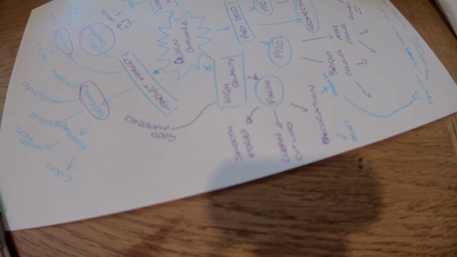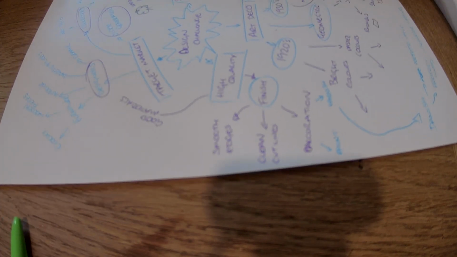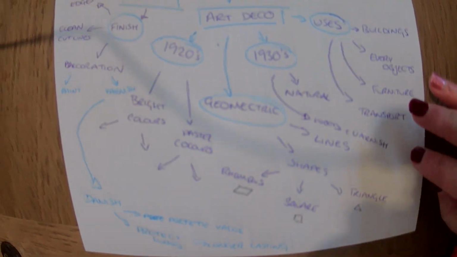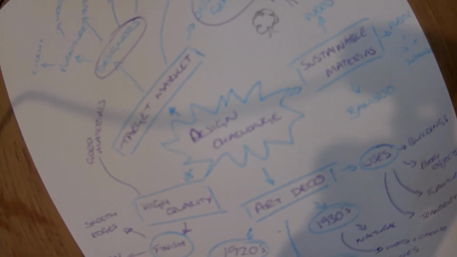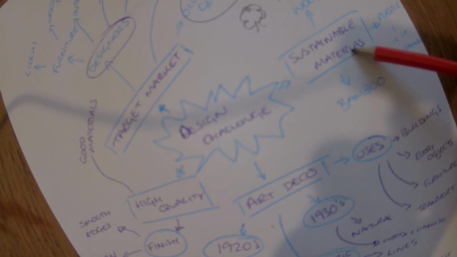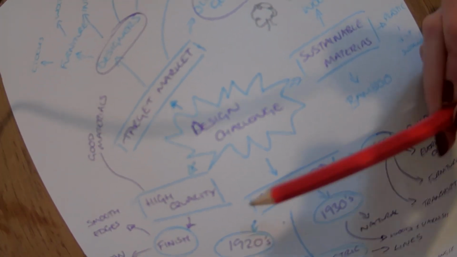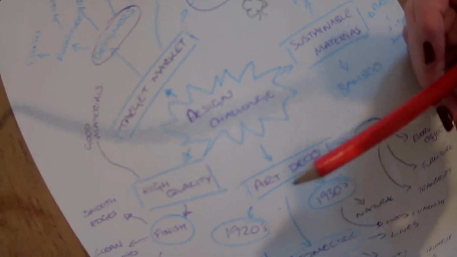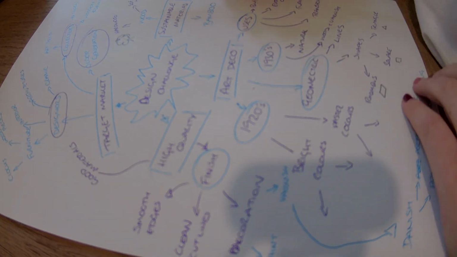If you're doing this as a digital file, then you're more than welcome to grab images off Google, as long as they're relevant. I don't want you to include anything that's not relevant, because then you're just wasting time. So your keywords that I need you to add are sustainable materials, target market, and Art Deco. And then I want you to add one more. You can do high quality if you want to, or you can grab one of the other keywords from the design brief.